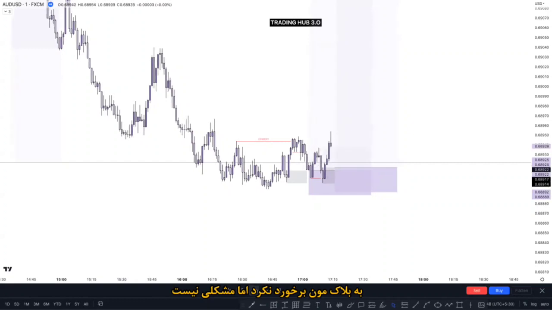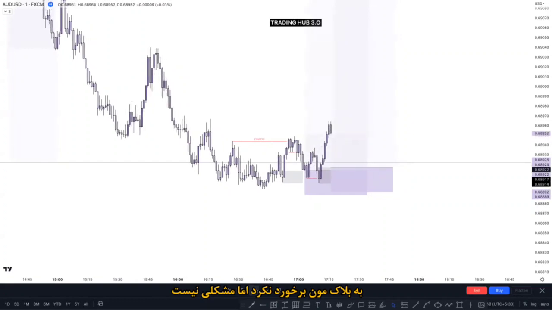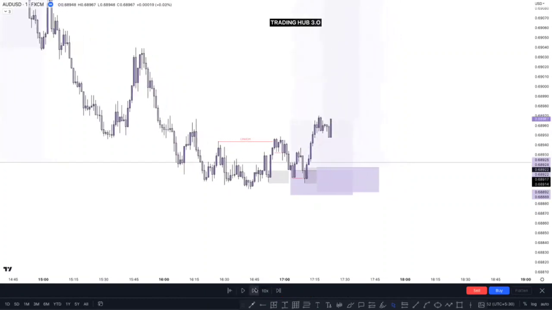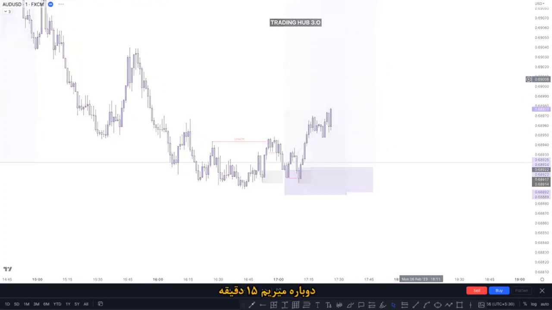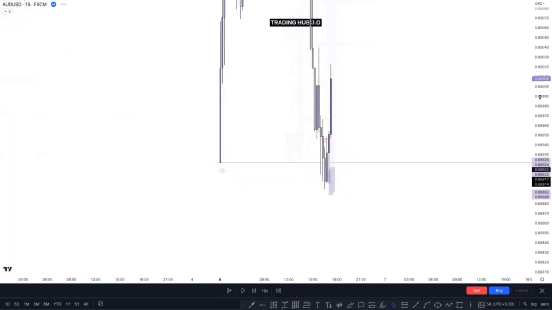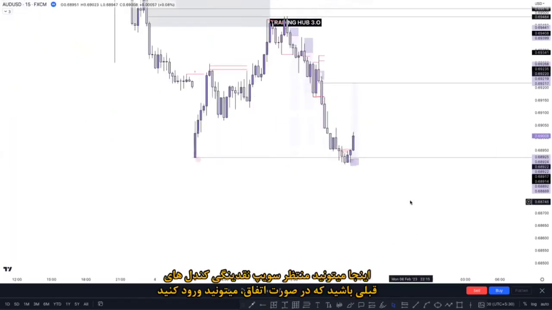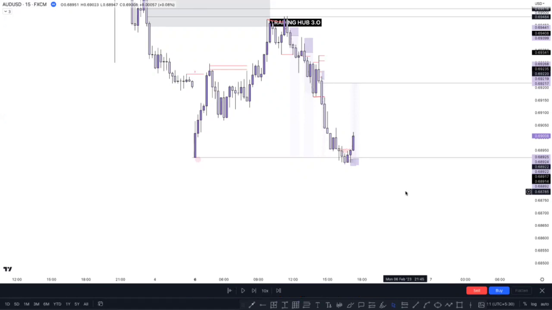Okay, no more mitigation. Okay, it's okay. All right. Now switch here again to the 15-minute time frame. Okay, and wait for the previous candle low to take out the liquidity. If market takes out the previous candle liquidity, then you can take entry again, right?